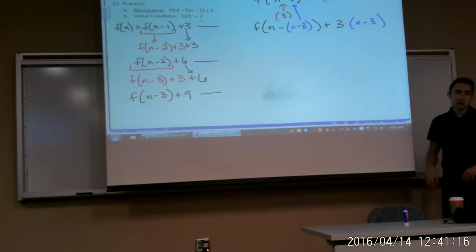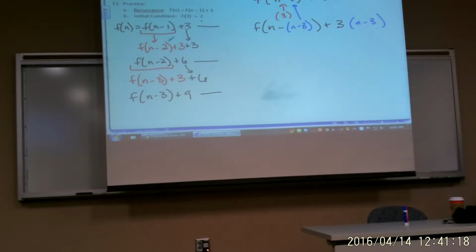So now we can simplify this. This is going to give us f of 3, because n minus n minus 3 gives us 3, plus 3 times n minus 3. What's that give us? 3n minus 9. So, we still need to get rid of this, but luckily we know that this has a value of 2. So we'll simply say 2 plus 3n minus 9. Can we simplify that further? What is it? 3n minus 7.